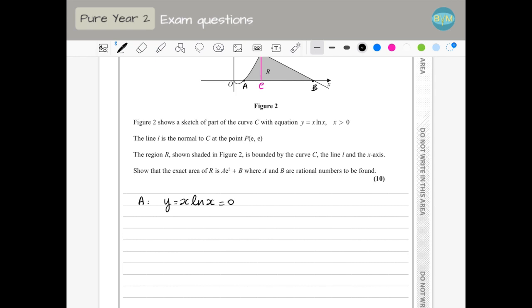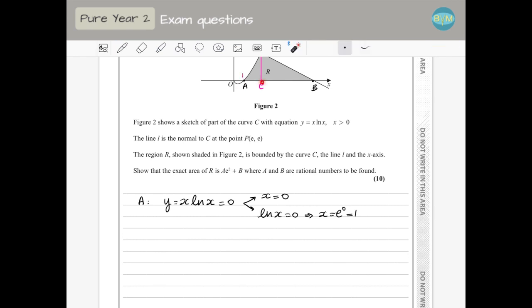So to find the coordinates of point A, I'm going to do y, which is x ln x in my curve, equal to 0. I have a product, so if it's equal to 0, either this one is 0 or this one is 0, so it could be that x is 0 or ln x is 0. This one is this point when x is 0. The other option is when ln x is 0, which means x is e to the power of 0, which is 1. So this point A is going to be 1.